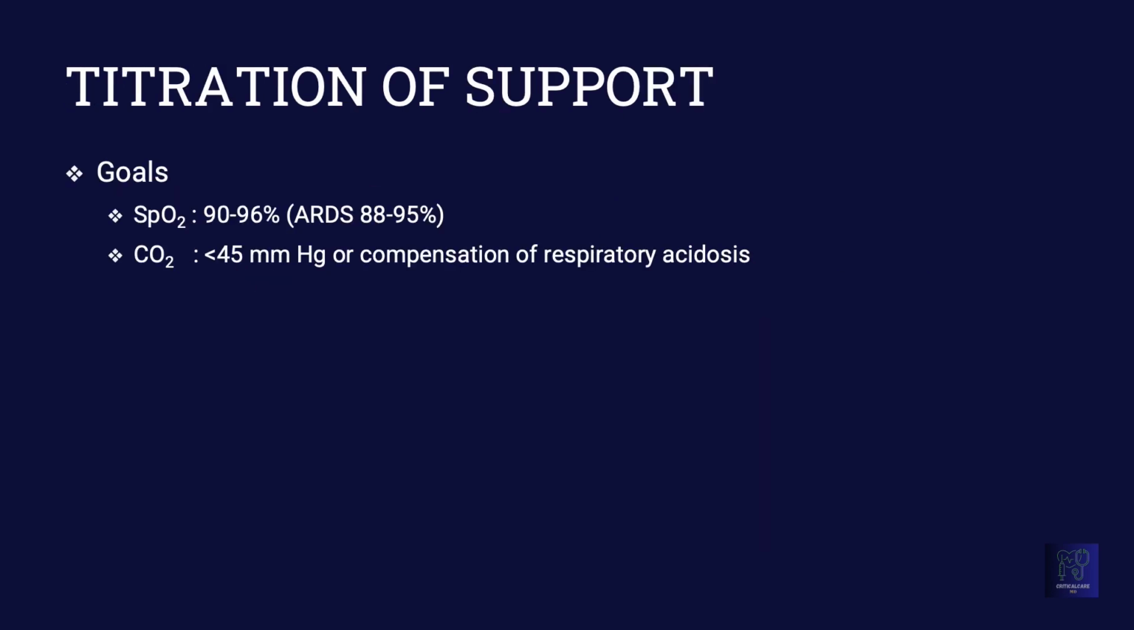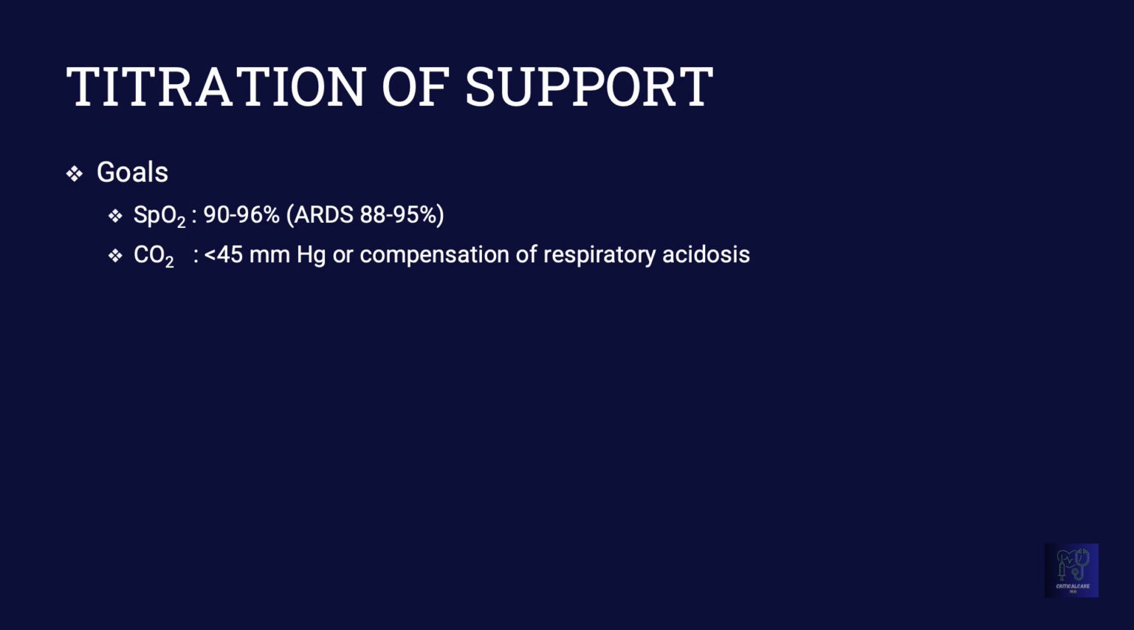All the devices we discussed so far come with adjustable levels of support except for a non-rebreather mask, where FiO2 is fixed at 100% and flow is fixed at 15 liters per minute. So how we titrate the support depends on the goals of treatment. When treating hypoxemic respiratory failure, for most patients, the SpO2 goal is 90 to 96%. There are exceptions like ARDS, where a slightly lower level may be okay, or in patients with chronic hypercapnic respiratory failure, where more than 88% should be okay.